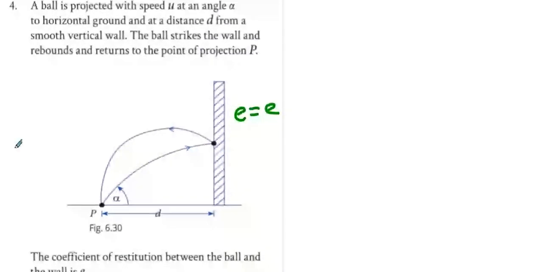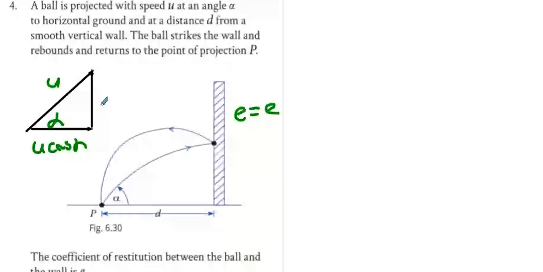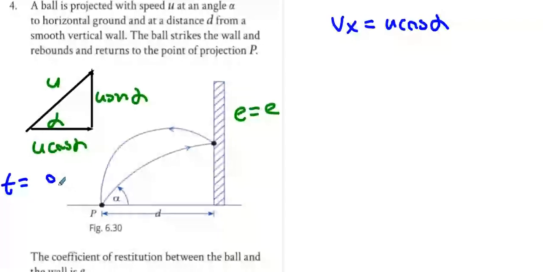Okay. Well, here's what I'm thinking. Let's do the angle of projection. What way do we project it again? Angle alpha. This is u. So what does that make the adjacent side? And the opposite side. We all good there? Okay. What's my v x? u cos alpha.